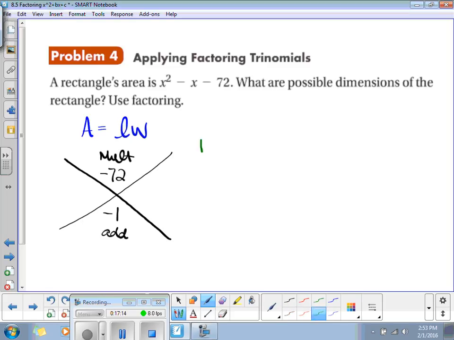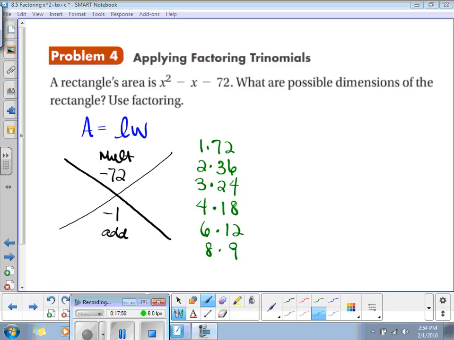So we've got 1 times 72, right? 2 times 36, good. 3 times 24, okay. 4 times 18. 6 times 12 and 8 times 9.